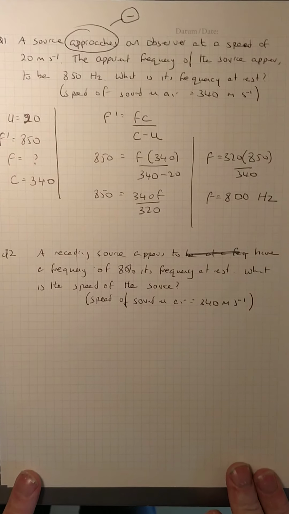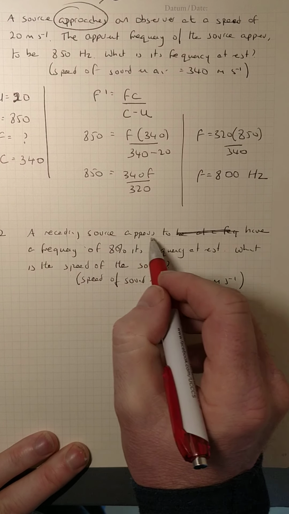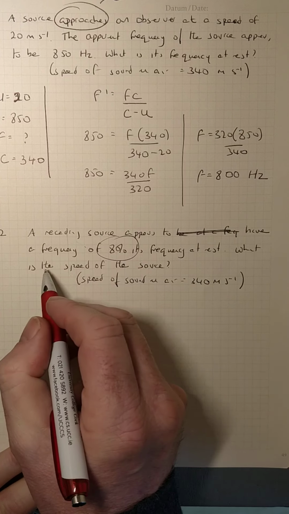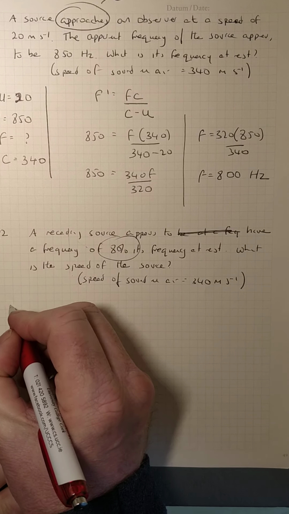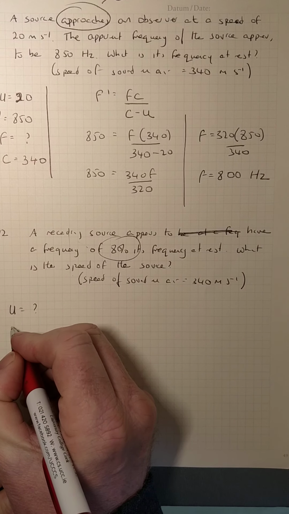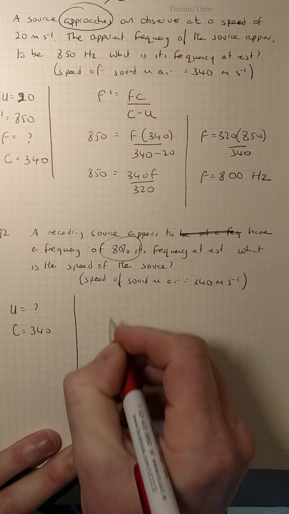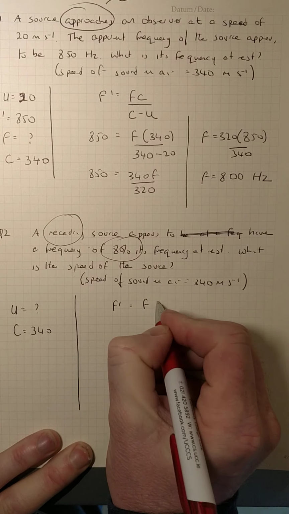Okay, second question, where they're looking for the speed. A receding source appears to have a frequency of 80% of its frequency at rest. What is the speed of the source? So you're asked for u, and you're given the speed of sound, which is c. At the moment you seem to be given nothing else, which is a little bit of a concern. It's receding anyhow, so the first thing you say is it's c plus u.